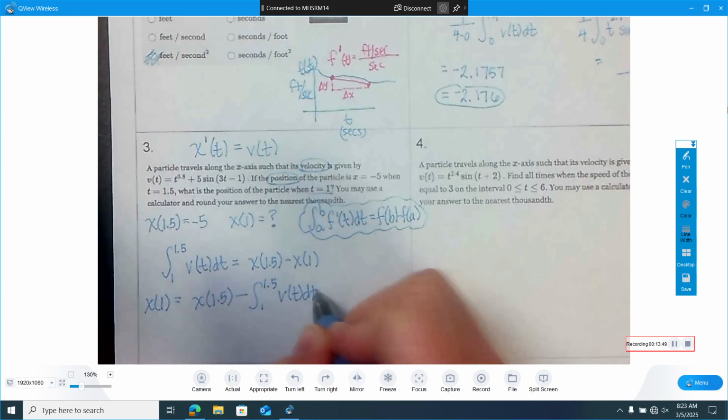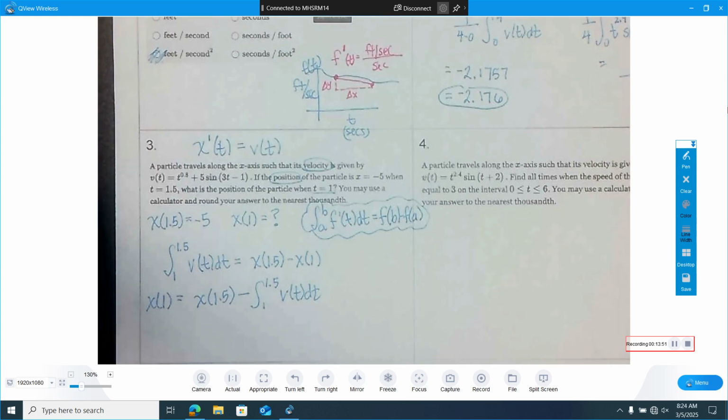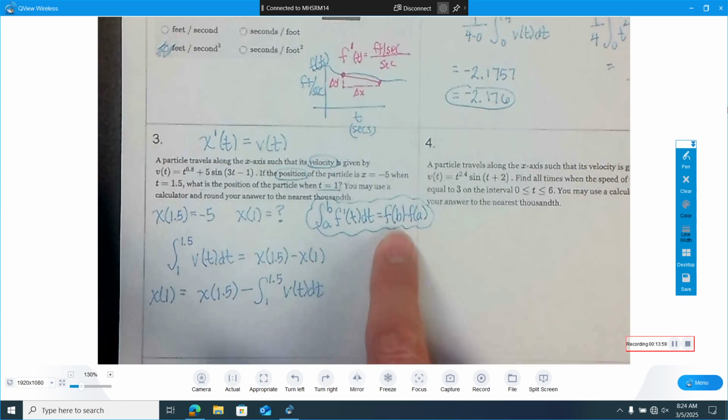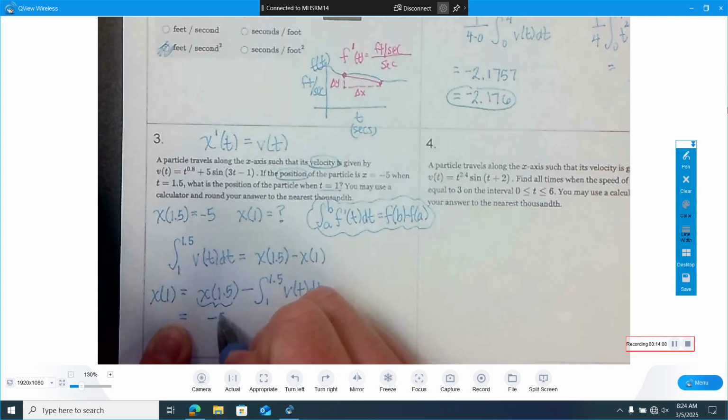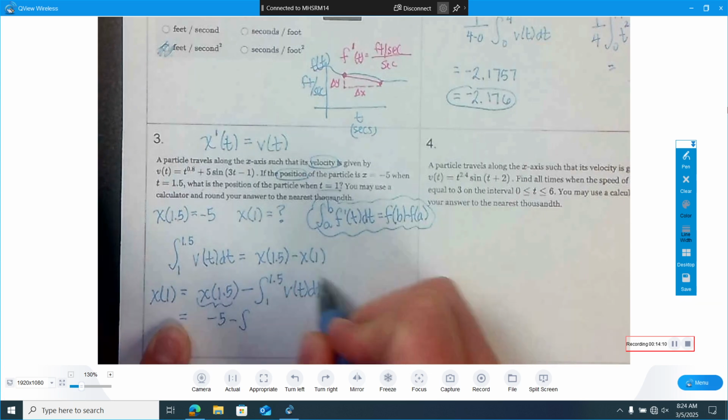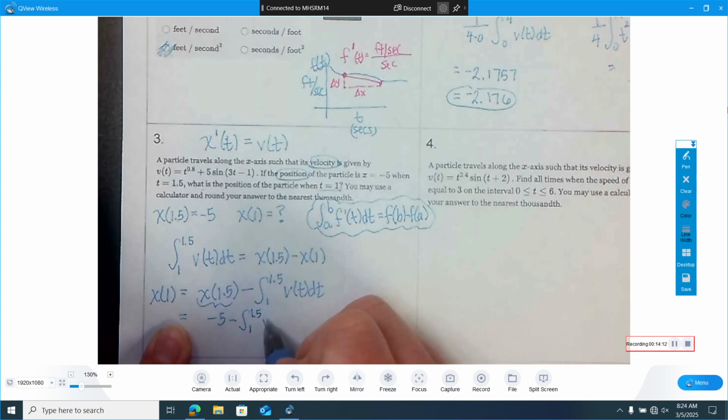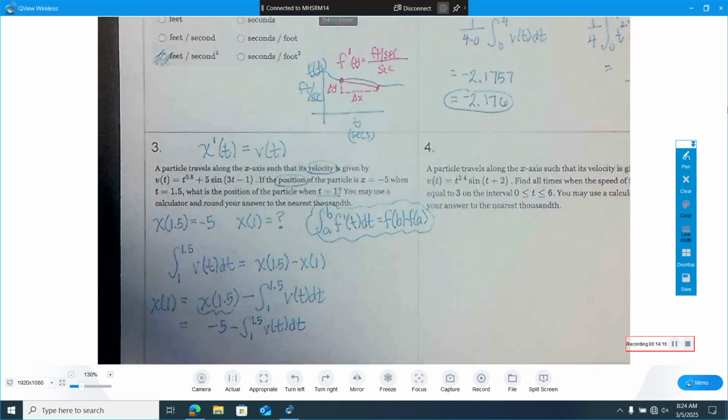Now again, there's a ton of different ways to do this. They don't do this exactly the same way in Delta Math, but I'm always going to start with the definition, the fundamental theorem of calculus, and rearrange. All right, so I'm trying to find x of 1. I know that x at 1.5 is -5, and then this monster here, I can plug all this into my calculator. So that's what I'm going to do.